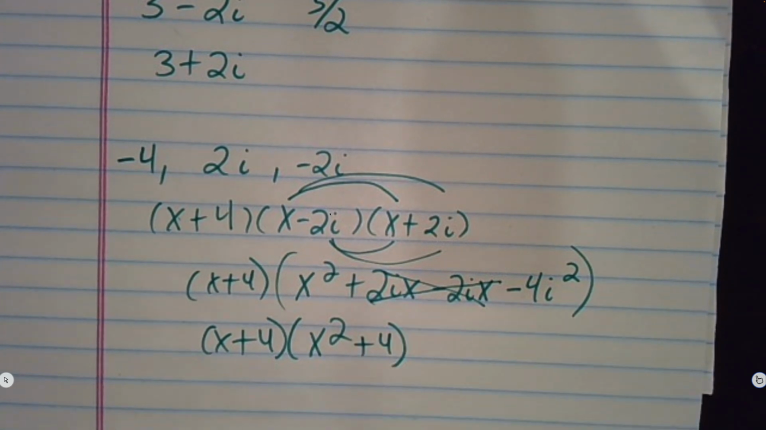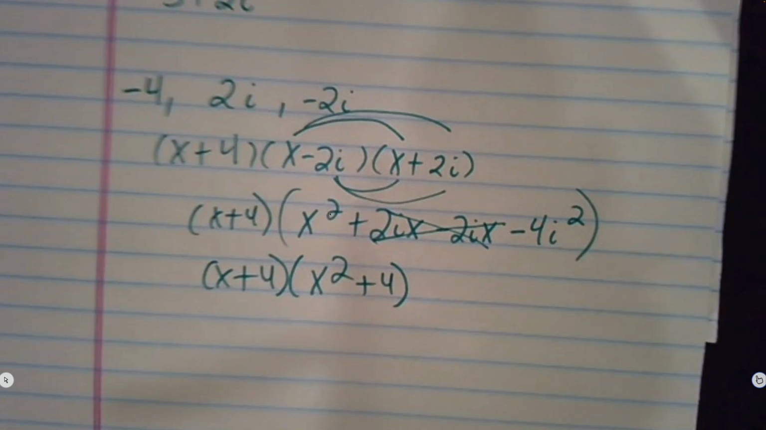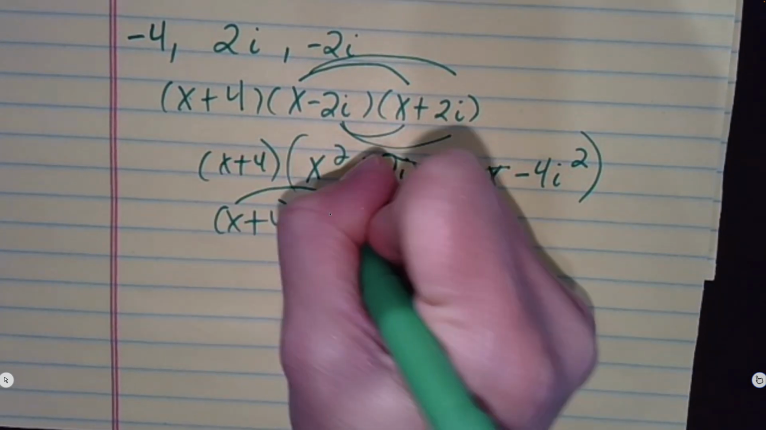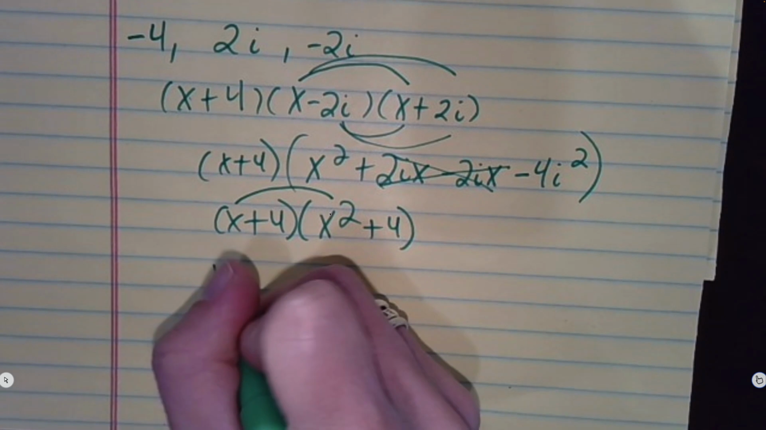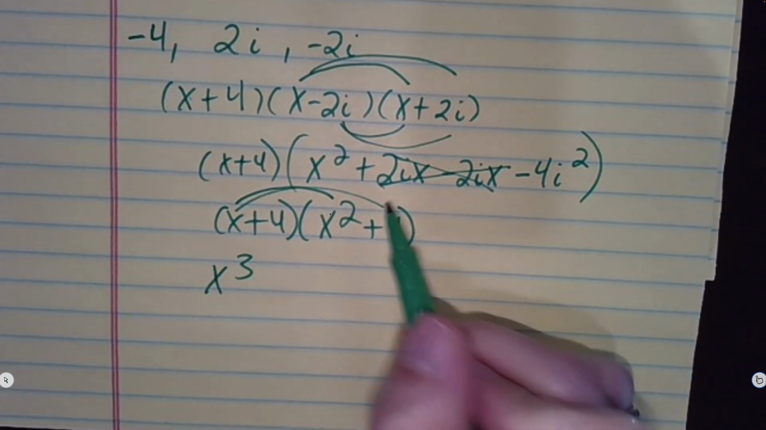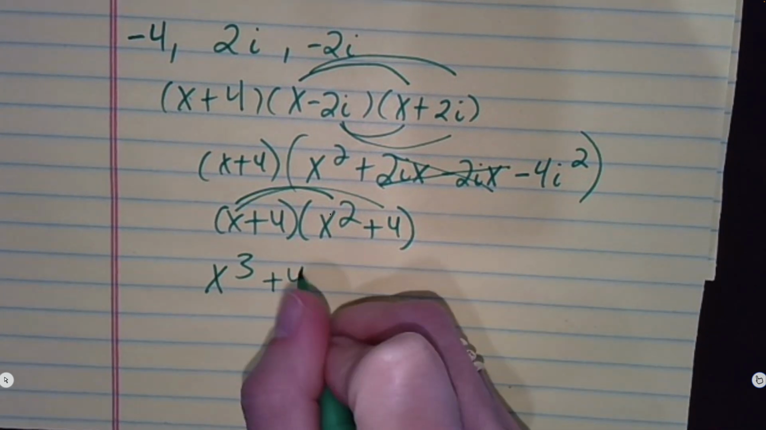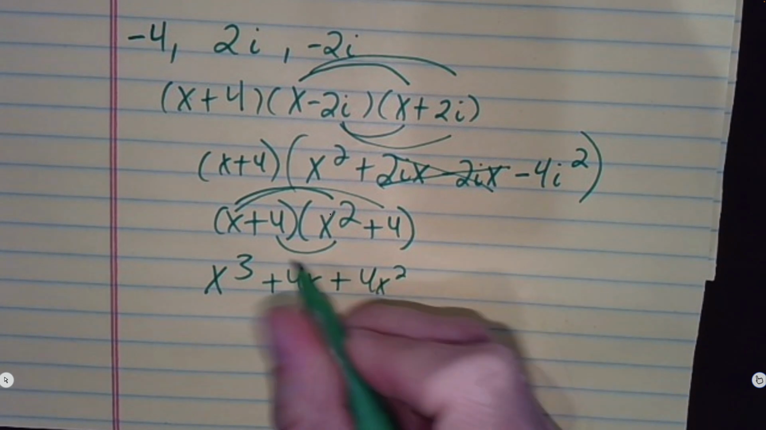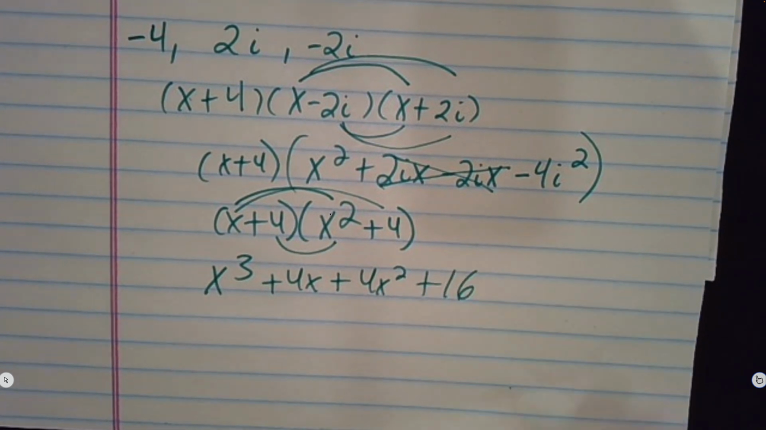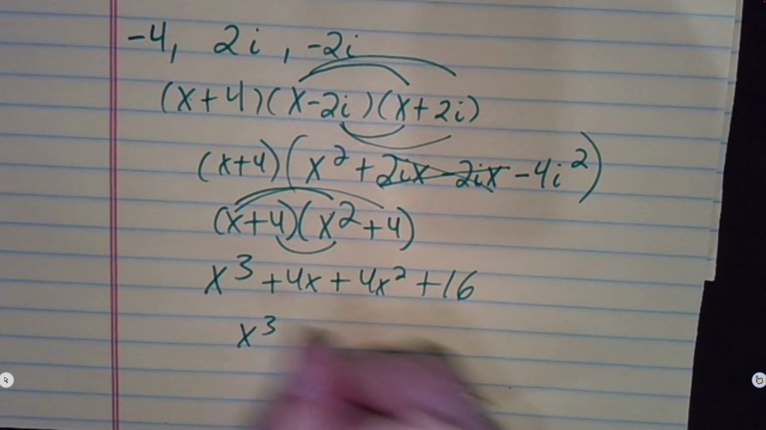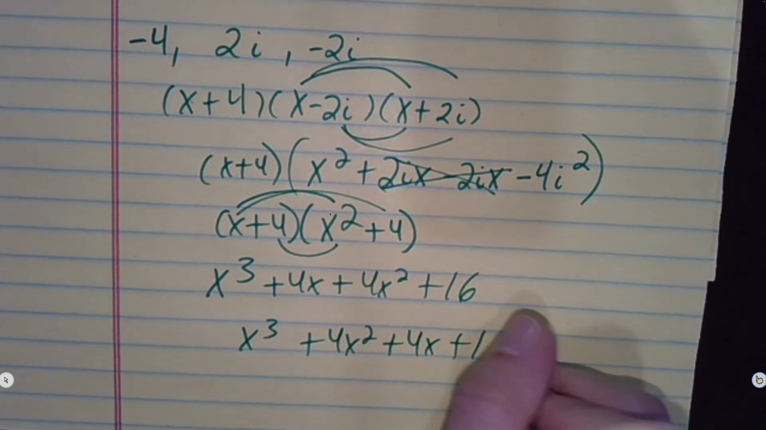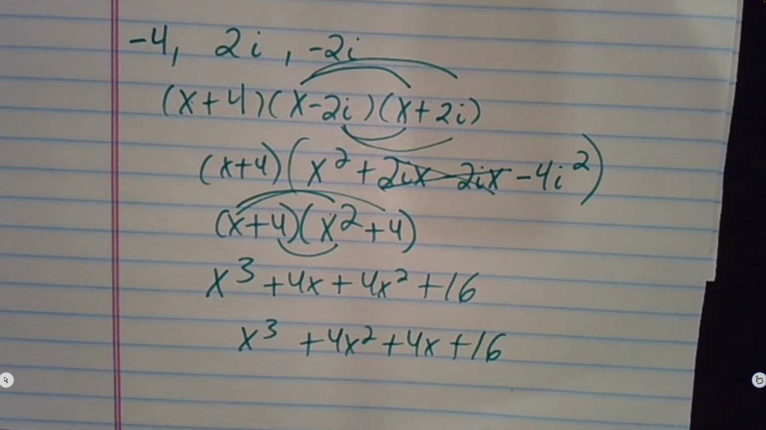Okay, am I done? No, you have to FOIL it out again. So what's x times x squared? X cubed. X times 4. 4x. And then 4 times 4. 16. But they would write it like this if it was multiple choice, and this is how I would write it too, in descending order.